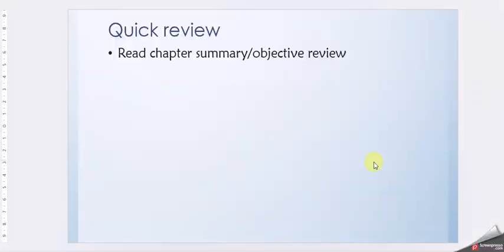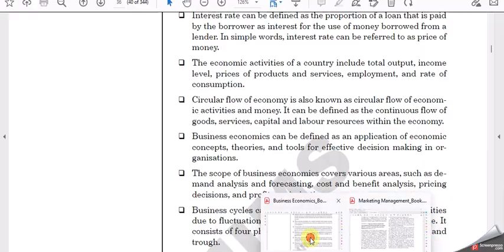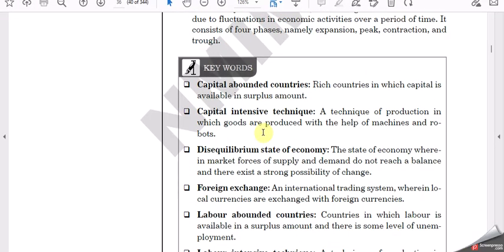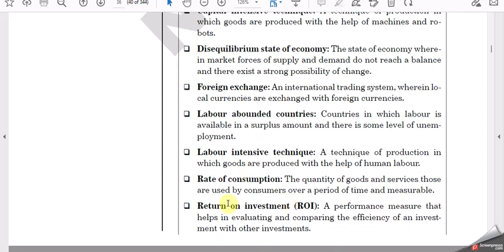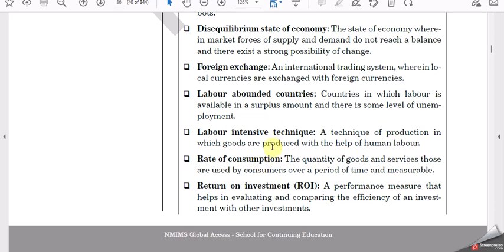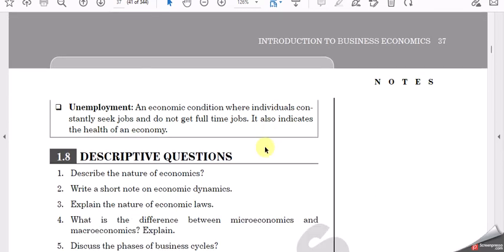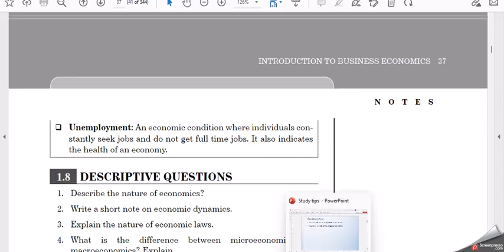Then the second thing is to read the key words of the chapter, or key terms. Like in business economics, you have keywords. So these are the keywords. These are very important to remember. Certain keywords are going to be helpful because the exam pattern is going to be MCQ. So anything can come up from anywhere.